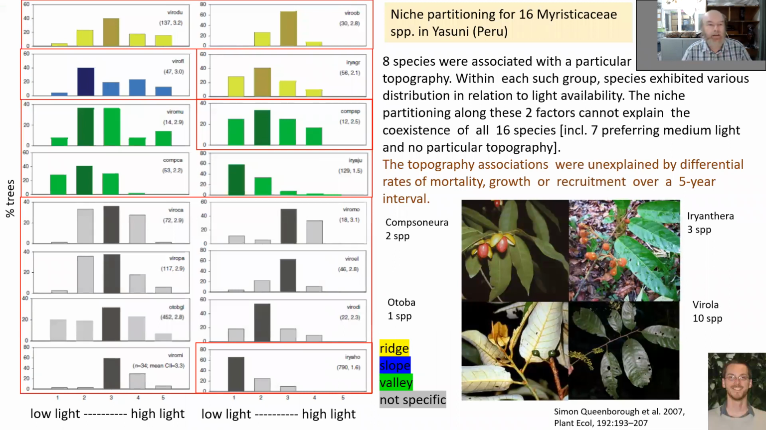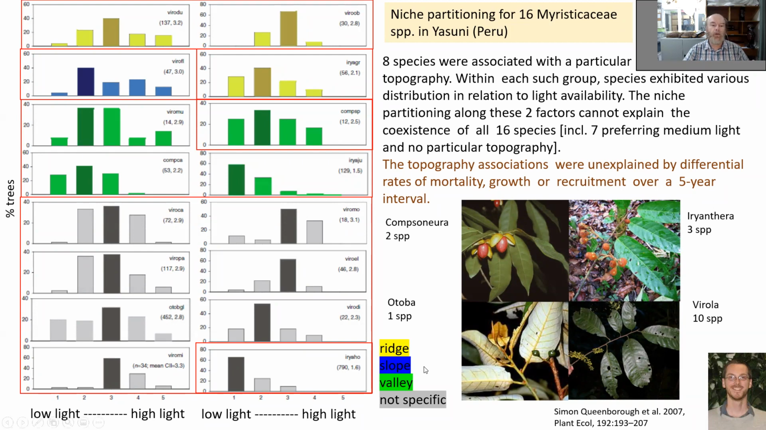Okay, now after this interesting study, we go back to more boring stuff again, and this time we are back in Yasuni, and we have 16 species of Myristicaceae. They are from 4 genera. You can see them here: Virola, 10 species, and then the other genera. And they were again looking at their distribution, but in this case, and that's why I'm showing this here, they were looking at combination of 2 factors. One was topography again, and another was light availability.